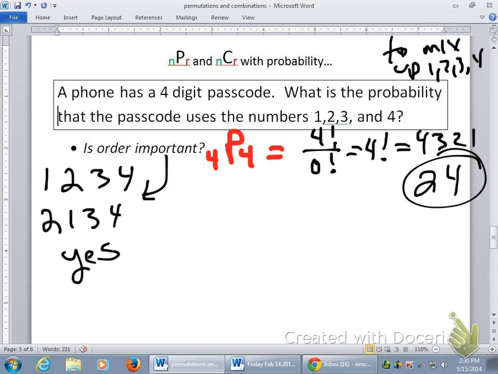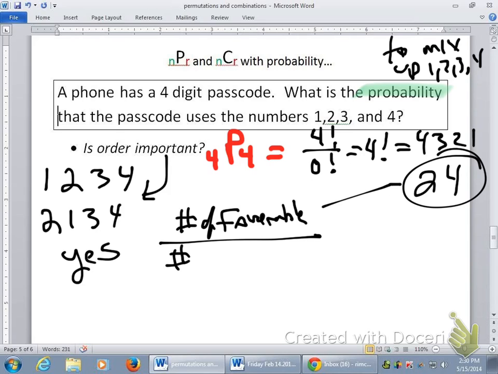Now, how am I supposed to find probability? Remember from the other day, what do we do for probability? We take the number of favorable outcomes, which is 24, divided by what? The number of possible, total possible. So here's the question. How many possible combinations are there with a 4-digit passcode?